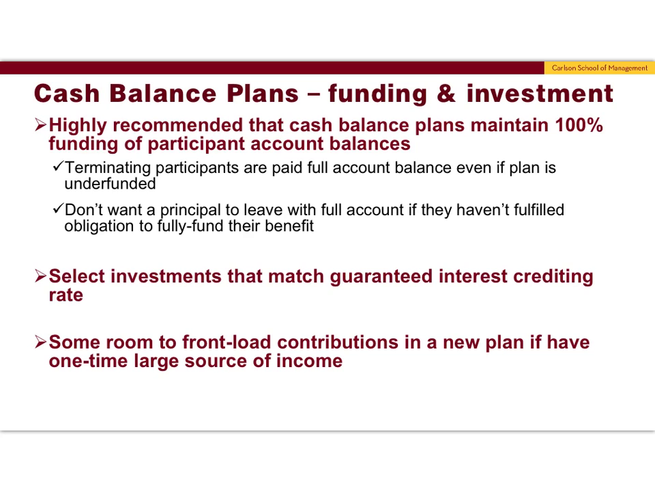A final cash balance funding item is that there is some room to front-load plan contributions because of the 50% overfunding cushion allowed by the statutory funding rules. This can be beneficial if an employer expects a large one-time source of income and would like to put some of that money in a cash balance plan in order to defer paying income taxes on it.